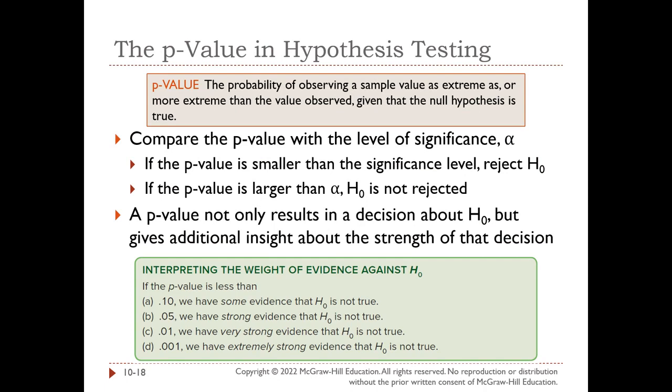So the p-value not only results in a decision about the null, but it gives additional insight about the strength. So interpret the weight of evidence against the null. If the p-value is less than 0.10, we have some evidence that the null is not true. 0.05, we have strong evidence that the null is not true. 0.01, we have very strong evidence that the null is not true. 0.001, we have extremely strong evidence that the null is not true. So the closer we get, the stronger our evidence becomes.